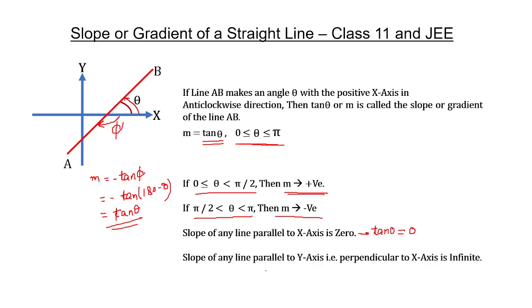Now assume one line is there which is parallel to the y-axis, or we can say perpendicular to the x-axis. That line makes 90 degrees with the x-axis. So the slope of that line will be tan 90, which is equal to infinity. So the slope of that line will be infinite.